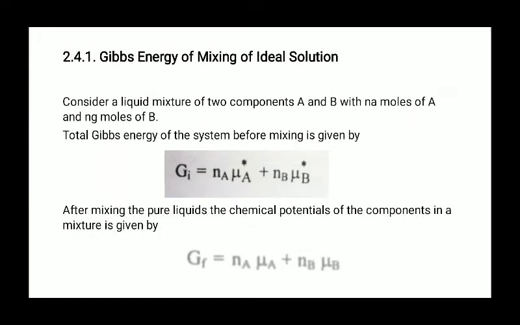Gibbs energy of mixing of ideal gases. Consider a liquid mixture of two components A and B with Na moles of A and Nb moles of B. Total Gibbs energy of the system before mixing is given as Gi is equal to Na mu A star plus Nb mu B star. After mixing the pure liquids, the chemical potential of the components in the mixture gives Gf is equal to Na mu A plus Nb mu B.